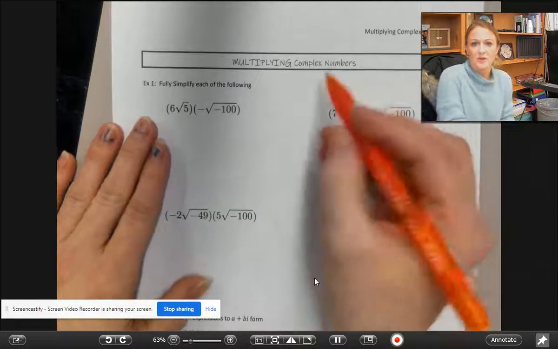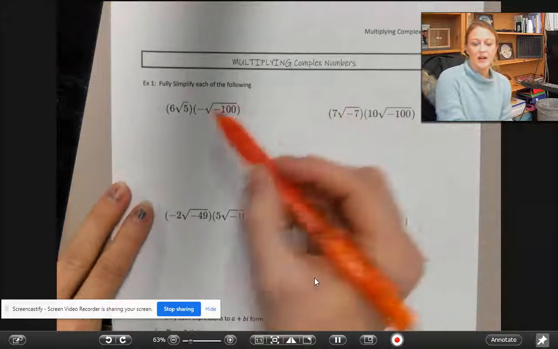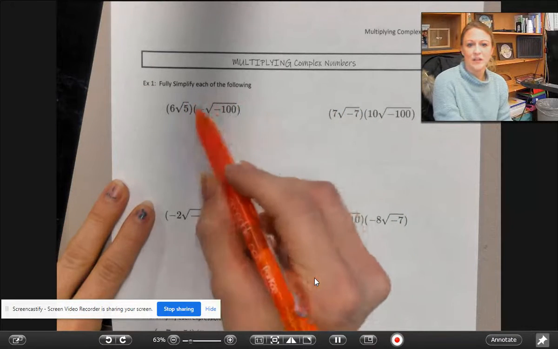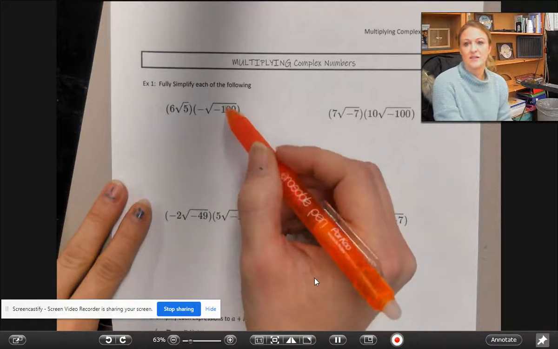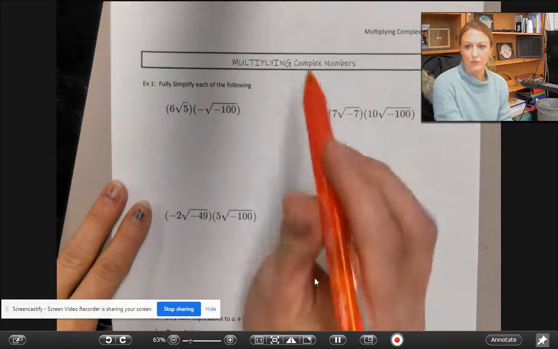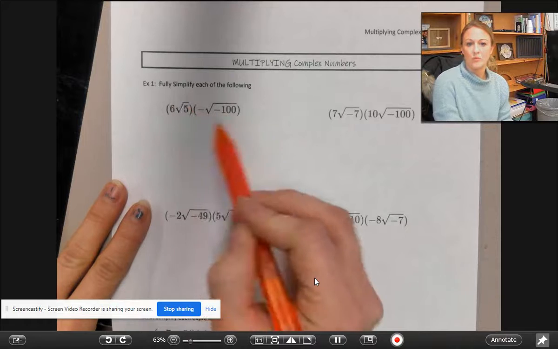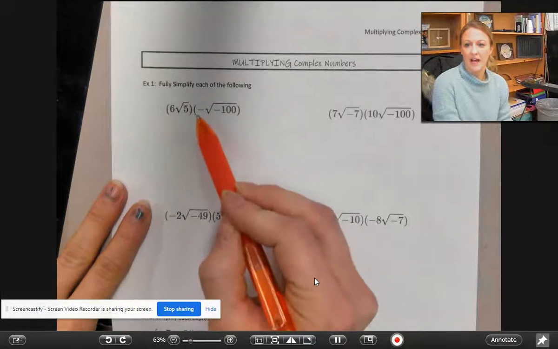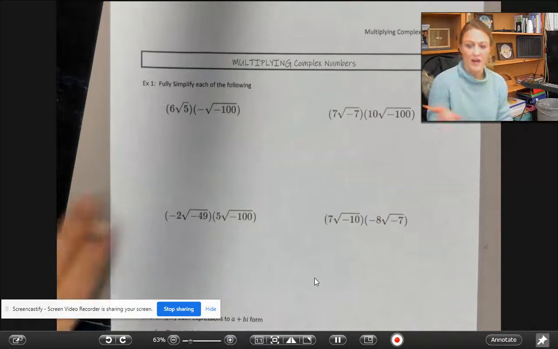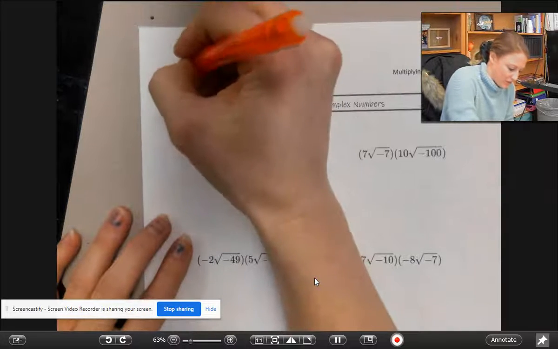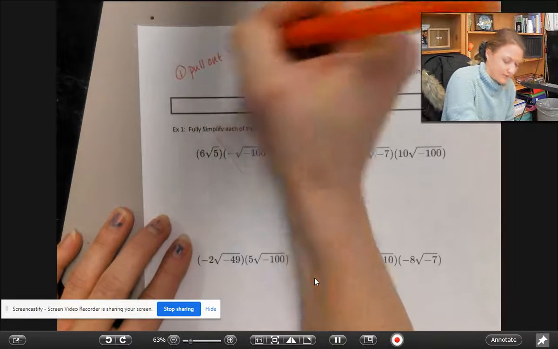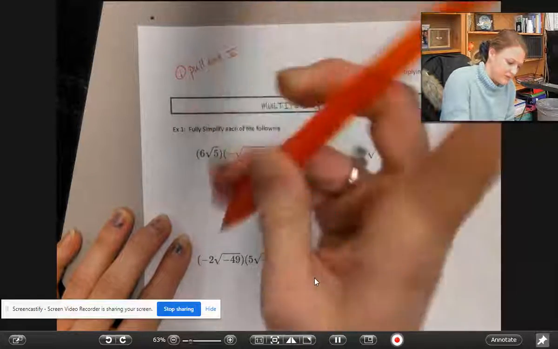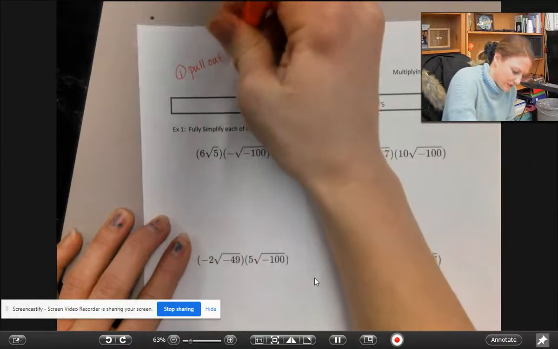Okay, so we're going to multiply complex numbers today. All right, the first thing is we're going to fully simplify each of the following. The first thing we have to do is always pull i out first. So when you're multiplying, you need to pull the i out in order to go ahead and multiply. So that's the first thing you're going to want to do, pull out that imaginary number.